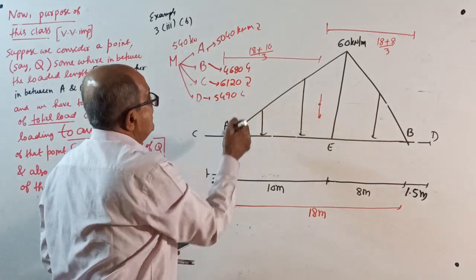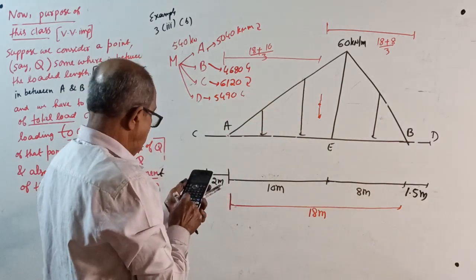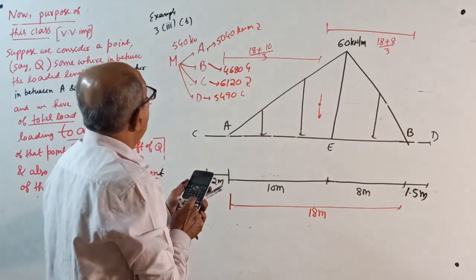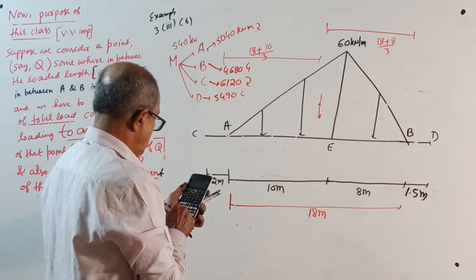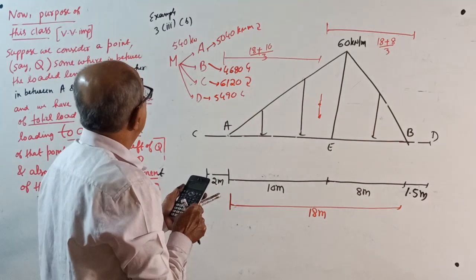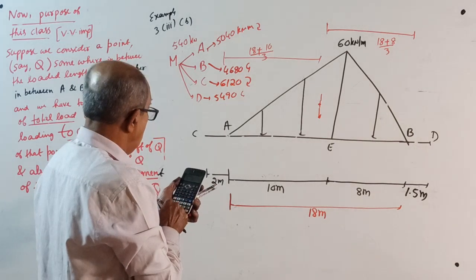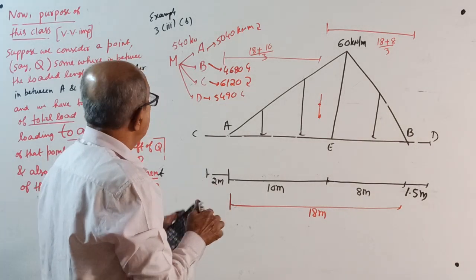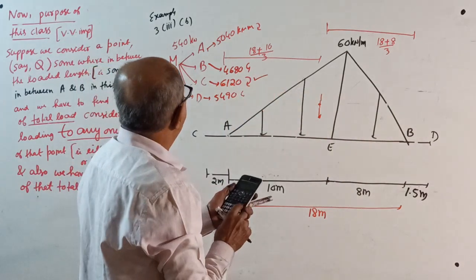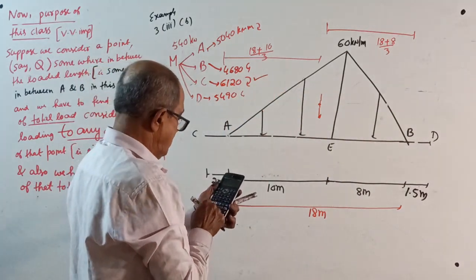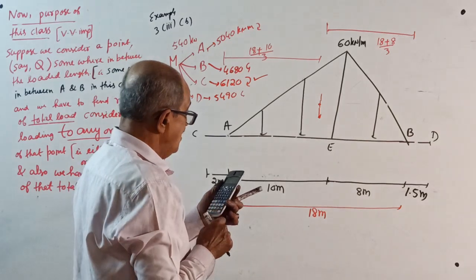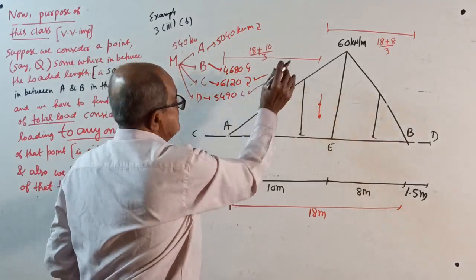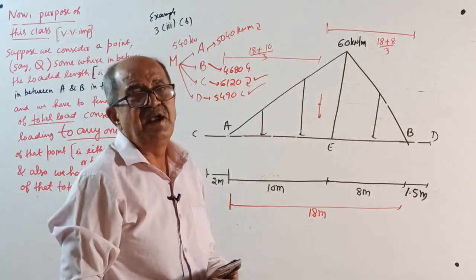This is anti-clockwise. About A I got 5040. 5040 plus total is 540, 540 into 2, 6120. Correct. About B I got 4680 plus 540 into 1.5, 5490. Correct. Tally. Over. 100% correct.